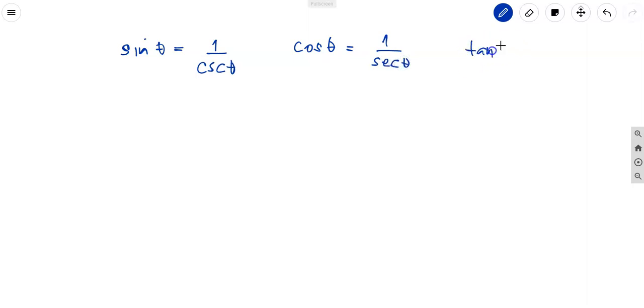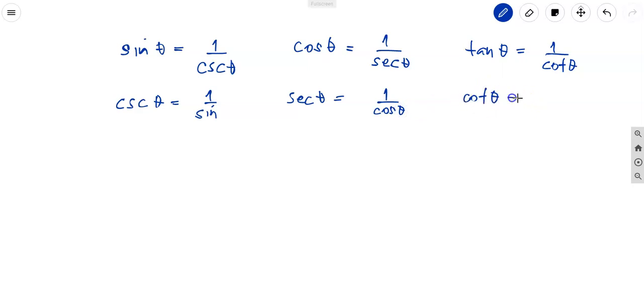First, let's review the reciprocal functions, which give us sine theta is equal to 1 over cosecant theta. We have cosine theta is equal to 1 over secant theta, and tangent theta is equal to 1 over cotangent theta. Then cosecant theta is equal to 1 over sine theta. We have as well secant theta is equal to 1 over cosine theta, and cotangent theta is equal to 1 over tangent theta.